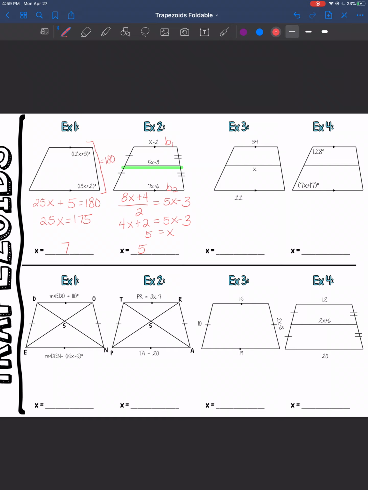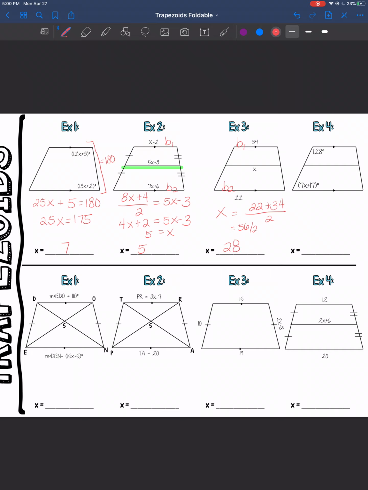You're going to use the same process with example 3. You're given two bases, and we want to add them together and find the average of the two, so that means add and divide by 2, and that gives you x. So that would be 56 divided by 2, which is 28.